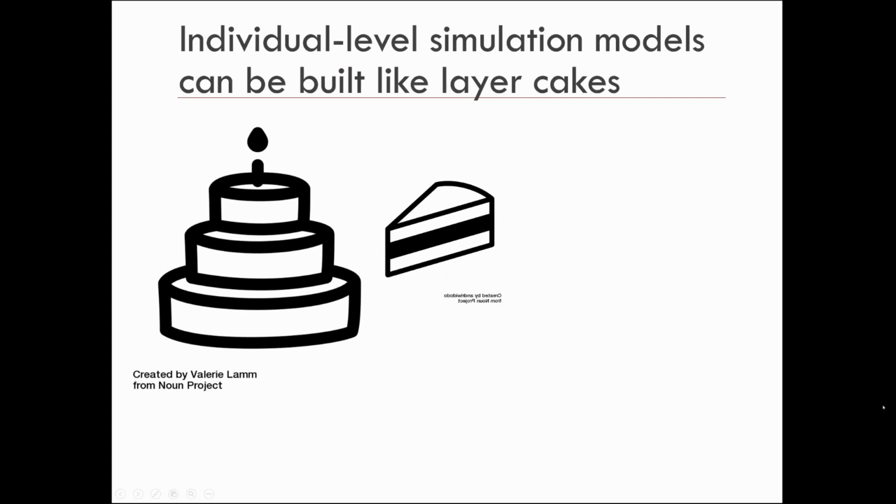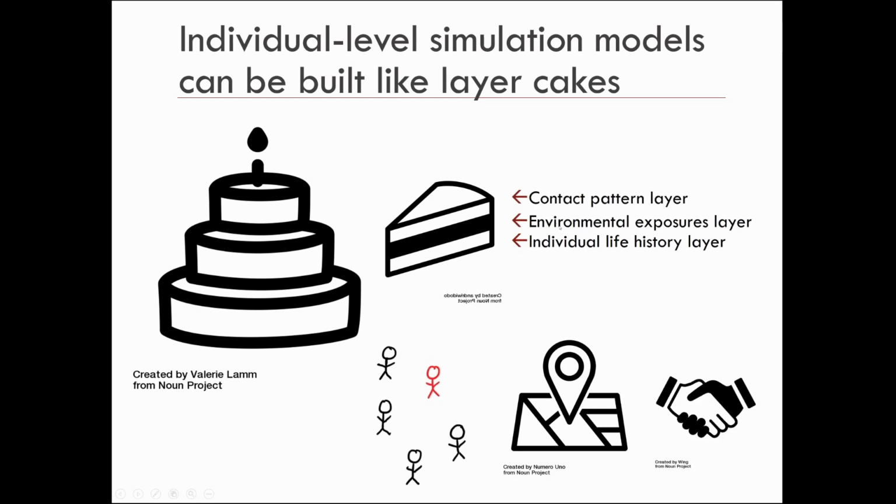Another thing that's nice about individual level simulation models is that I like to think of them like layer cakes. Like a cake, we can have a layer on the bottom that specifies the individual life history. This tells us whether somebody is at risk for a bad outcome or a good outcome, whether they're more likely to get infected or not. And then we can build on top of that things like environmental exposures. So we can put them into space and say, this individual lives in a more contaminated environment and this individual lives in a less contaminated environment.